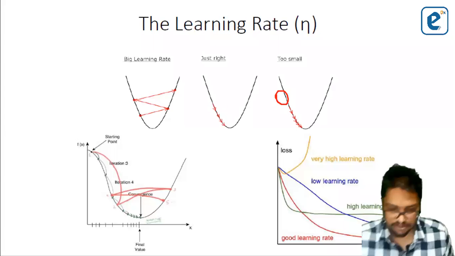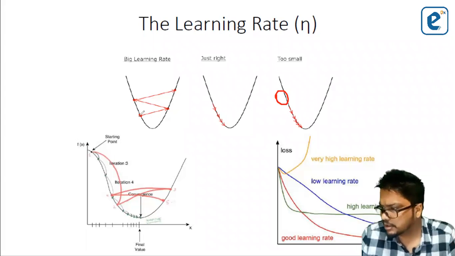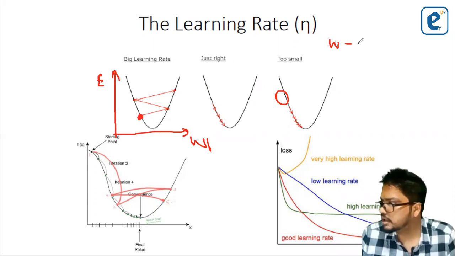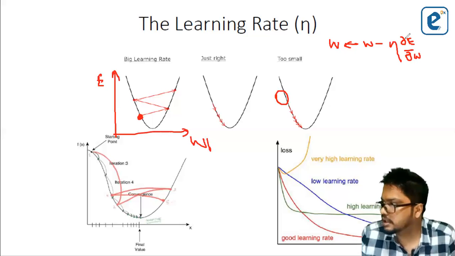So what's going to happen now? Let's assume that initially the weight is here, with the error and the weight. The weight adjustment, as you know, is the weight minus eta times the partial derivative of E with respect to w.